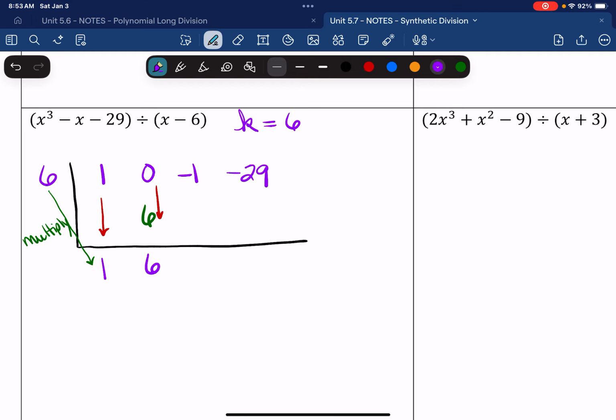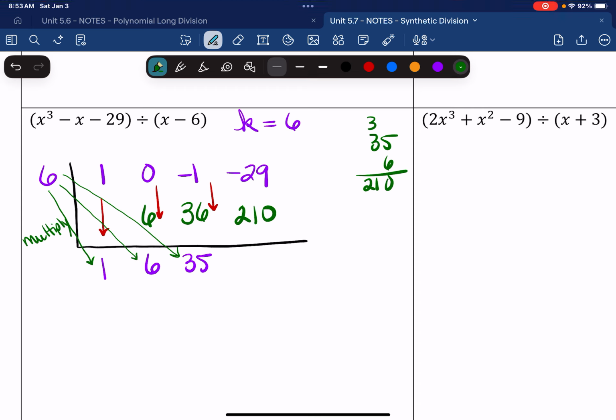Then we multiply again. 6 times 6 gives us 36. So we put our 36 right here. And then we combine or add going down. Negative 1 plus 36 gives us 35. Okay, then we multiply again. 6 times 35. Let's do that over here. 35 times 6. That's a 0, carry the 3. 18 plus 3 is 21, so 210. And then we want to combine or add going down.